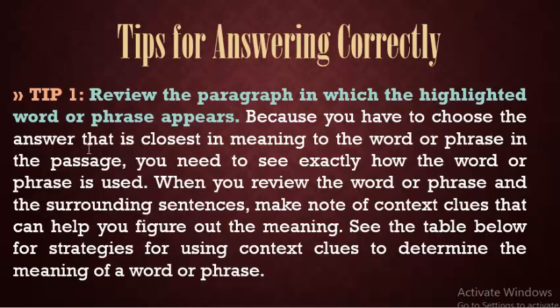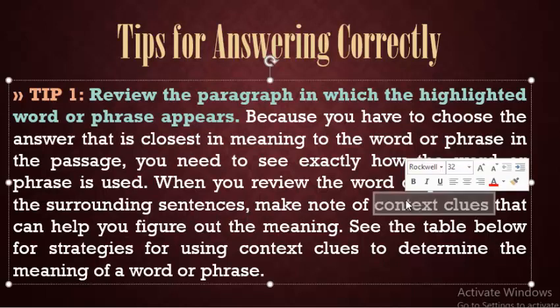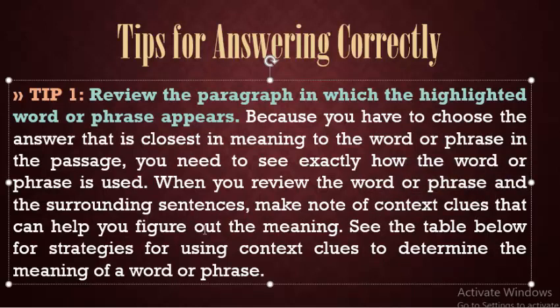Because you have to choose the answer that is closest in meaning to the word or phrase in the passage, you need to see exactly how the word or phrase is used. When you review the word or phrase and surrounding sentences, make note of context clues. I already mentioned the context clues idea that can help you figure out the meaning. See the table below for strategies for using context clues to determine the meaning of a word or phrase.